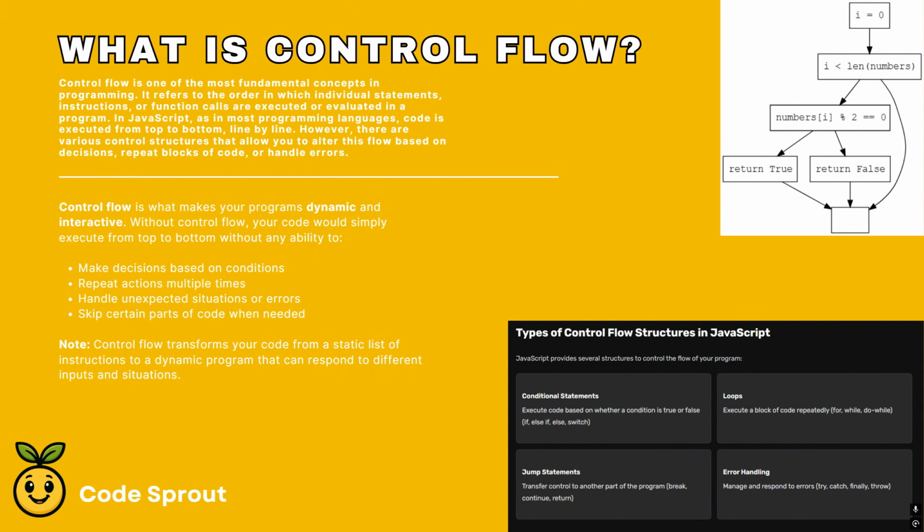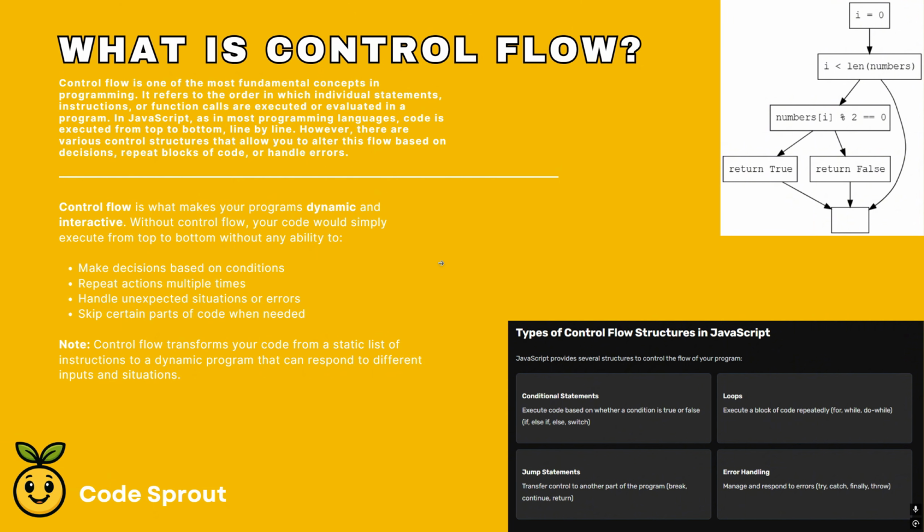So what do we mean when we use the phrase control flow? Control flow is one of the most fundamental concepts in programming. It refers to the order in which individual statements, instructions, or function calls are executed or evaluated in a program. In JavaScript, as in most programming languages, code is executed from top to bottom, line by line. However, there are various control structures that will allow you to alter this flow based on decisions, repeated blocks of code, and handling errors.